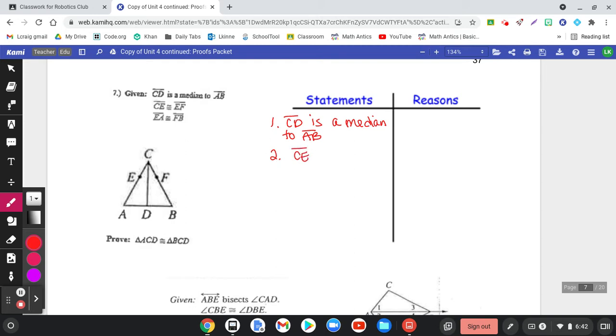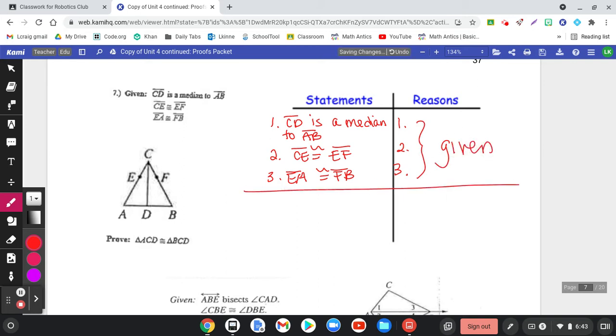CE is congruent to EF. And EA is congruent to FB. And those are all given. You can write it individually or you can group them together. And I like to draw my line just to know where my givens stop. All right, so first of all, we got a couple things going on here. Let's see if there's any freebies.